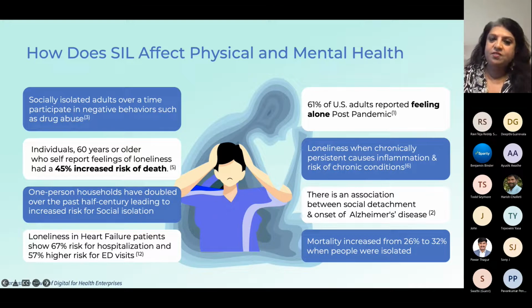Next one, how does it affect the physical and mental? We have already elaborated this so far, so I'll just take a couple of points. One of the most important things you will notice is that individuals aged 60 and older, when they experience loneliness, have a 45% increased risk of death. And these are the latest research findings I had picked up. Another important thing, the reason Alzheimer's disease and dementia are more identified within the health industry is because of an association between social isolation and cognitive decline, and thereby Alzheimer's, dementia, etc., is the outcome of that.